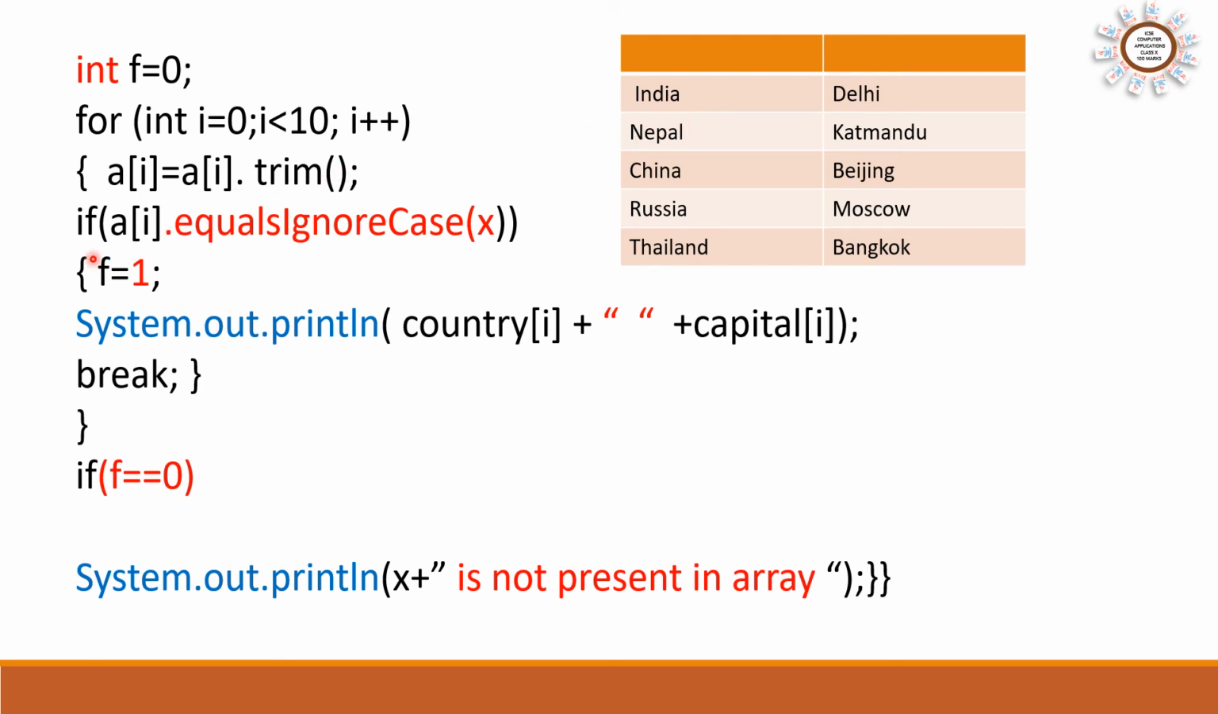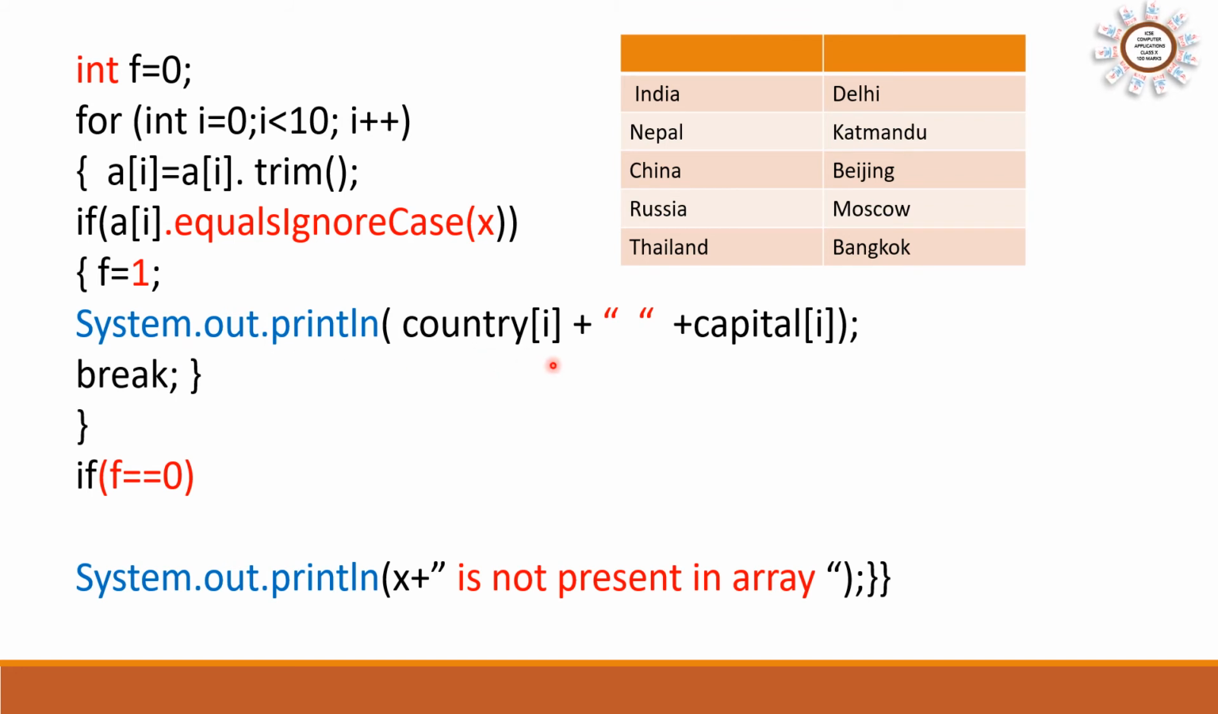And then we can check if country[i].equalsIgnoreCase(x). x is the name which we have to check. So we have removed the extra space from that also. equalsIgnoreCase means it will ignore the case. Capital or small doesn't matter. If country[i].equalsIgnoreCase(x), then f is equal to 1. F will become 1.